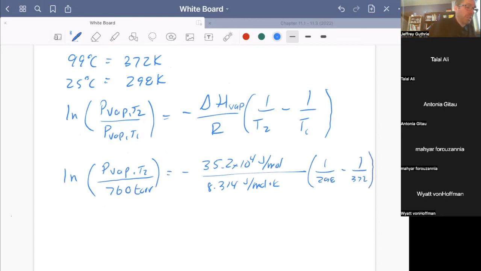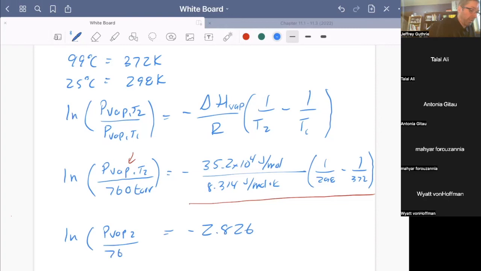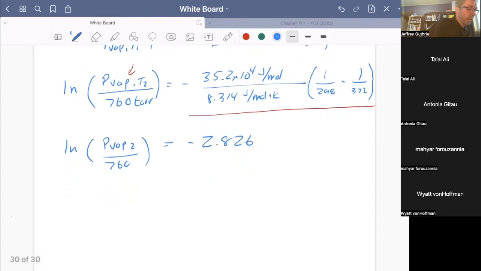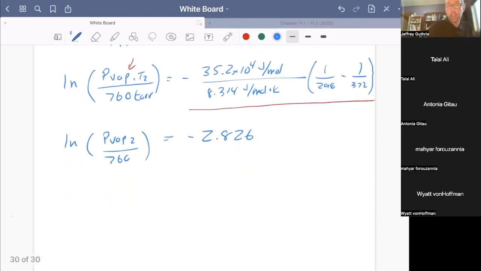Okay, so we have a whole bunch of numbers on this side of the equation. Instead of trying to rearrange to solve right now for just PVAP at temperature 2, we can just evaluate the right-hand side of the equation. If we do that, we end up with minus 2.826, and that's going to equal the natural log of PVAP 2 over 760. And to get rid of natural logs, you have to do the inverse natural log of each side.